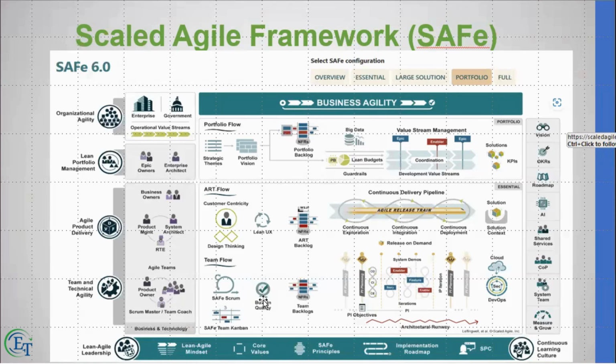There are various roles, as you can see on the left. At the team level, we have the Scrum Master or team coach, the product owner, and the team. At the program level, or what we call the agile release train level, or ART level, we have product management, the release train engineer, and the system architect. And at the portfolio level, we have the epic owners, enterprise architects, etc. And this is SAFe 6.0. It's a dated diagram. SAFe does update this regularly.